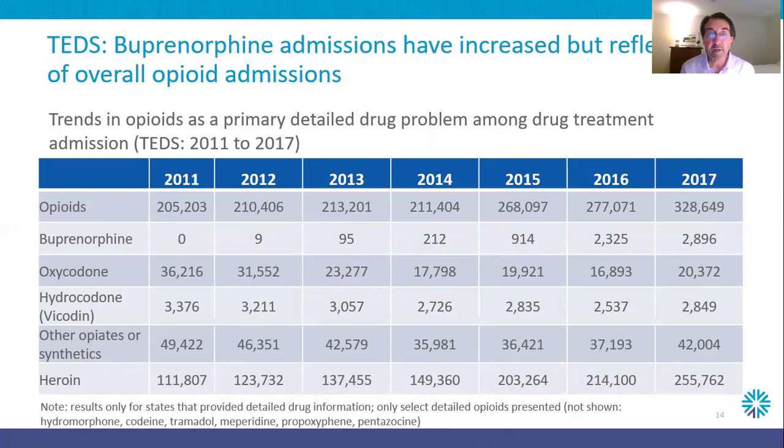And you can see that there were 328,000 cases of opioid admissions, with opioids as a primary drug in 2017. And buprenorphine accounts for less than 1% of those cases. Heroin has increased considerably over the time interval that we examined, from 111,000 to 255,000 by 2017.